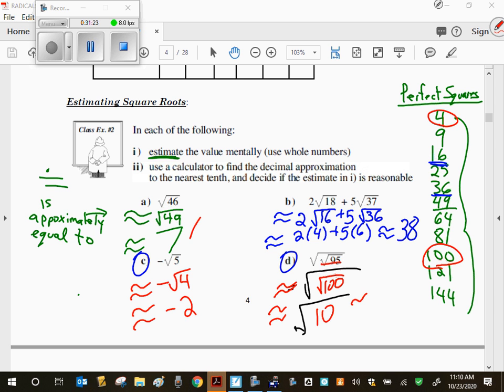So what's the square root of 10 closest to? 9. So now we got to do it again. What's the answer? The answer is just 3.